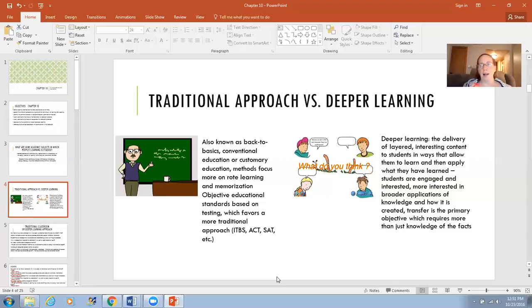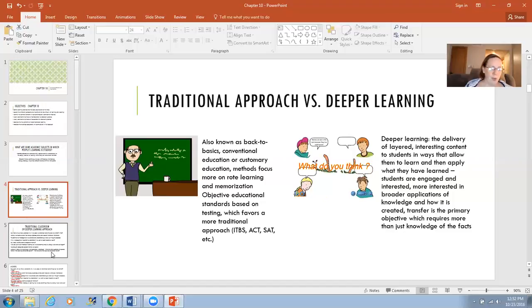But what happens a lot is that students learn it in one context, and then they're not able to use it somewhere else. So there tends to be a disconnect between what we are taught and what we use in real world situations. And so deeper learning tries to work on making those connections happen. So with deeper learning, transfer is the primary objective, which requires more than just knowledge of the facts. It requires pragmatic knowledge.